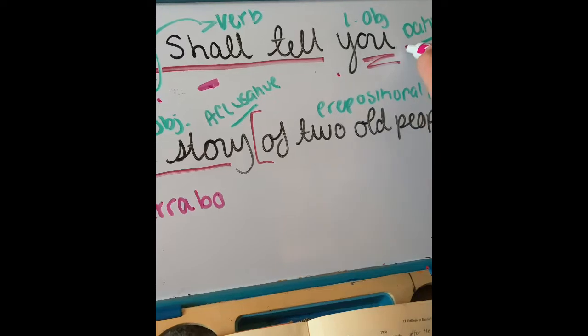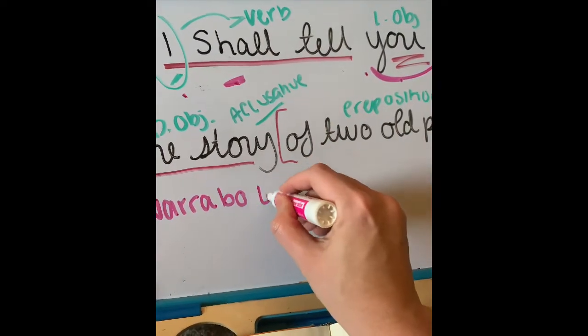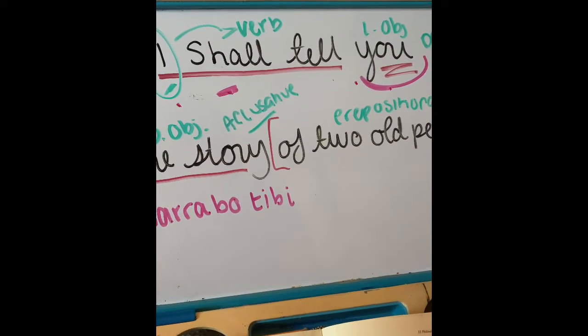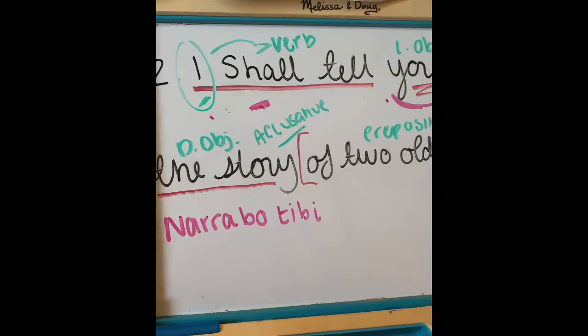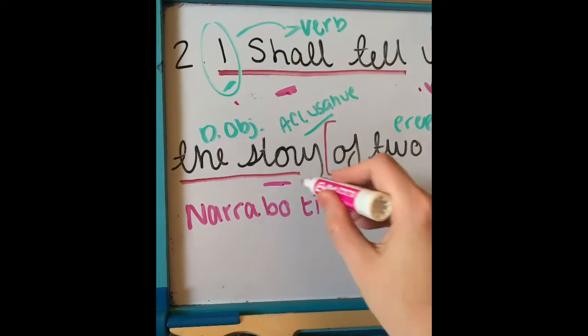And then I'm telling something to you. And we know tibi is the form of to you. That's the dative form of you here. Since I'm telling something to you, you're the indirect object. And the something I'm telling you here is the story. So that's our direct object.